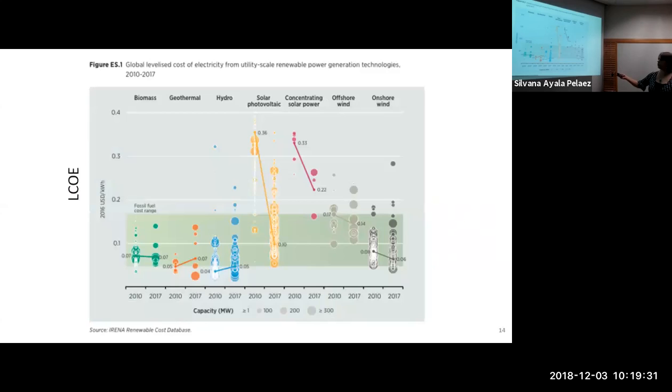This plot shows a comparison. This is from the ARENA database. This shows a comparison of the different technologies of producing electricity compared to fossil fuels. So that green area at the bottom is the cost of fossil fuel range. And we have the years, 2010 and 2017 comparison. And in yellow, we have the solar photovoltaic. And we can see that for most of the projects, the LCOE now is comparable to fossil fuels or even below in many cases. And that is good. That is what we want. We want to bring solar all the way here or even below.